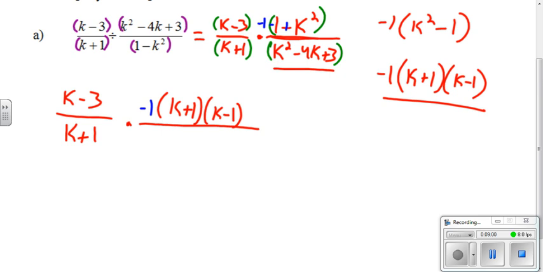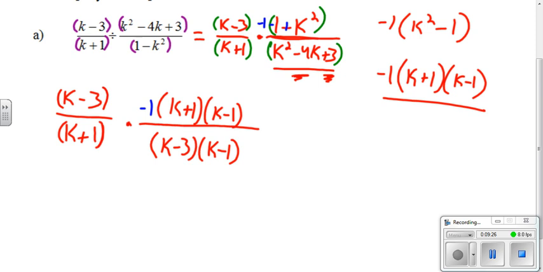This piece we can still factor as well. If we have k squared minus 4k plus 3, it looks like that one can be factored down into k minus 3 and k minus 1, because that -3 and the -1 would multiply to 3, and they would add to -4. So now we have all of the factors broken down.